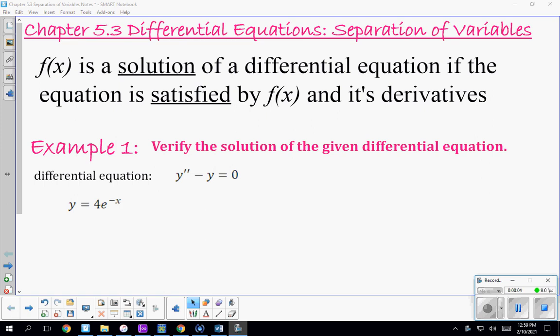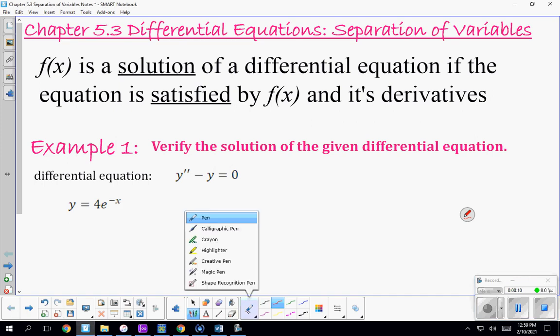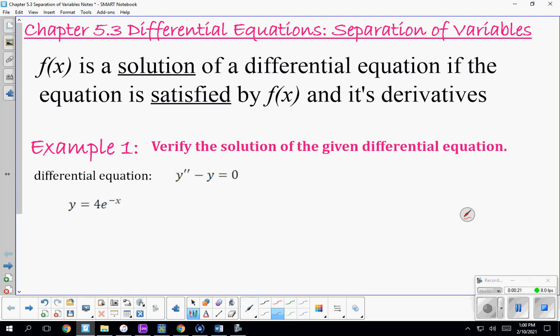In this video, we're going to look more formally at what a solution of a differential equation is and how to use separation of variables. Just remember the definition of solution that we learned back in Algebra 1: it is something that we can plug in and make the equation true. The equation needs to be satisfied by values of f and its derivative.